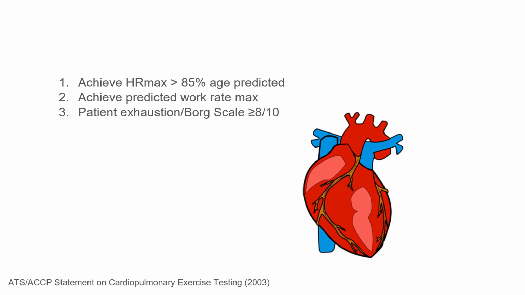And ways in which we can do that is, firstly, we can look at what percentage of their predicted heart rate max they achieved. Secondly, we can look at what percentage of their predicted work rate max they achieved. And thirdly, we can look to see if they reported a sufficient amount of exhaustion on a validated scale.